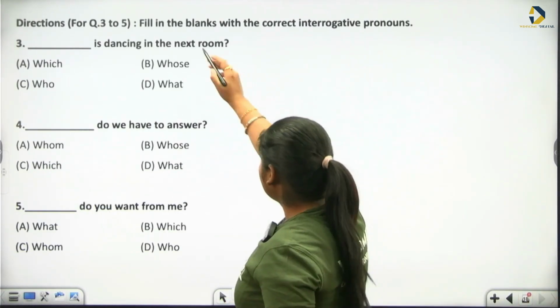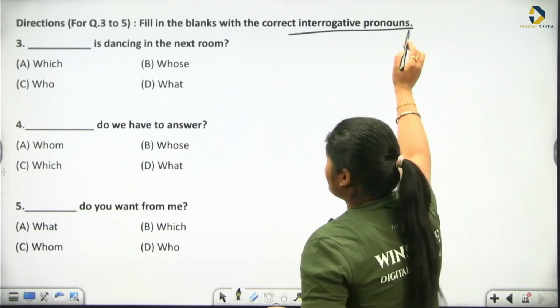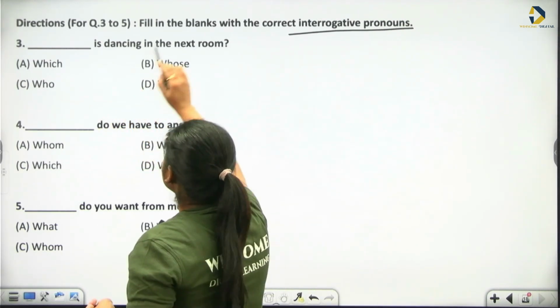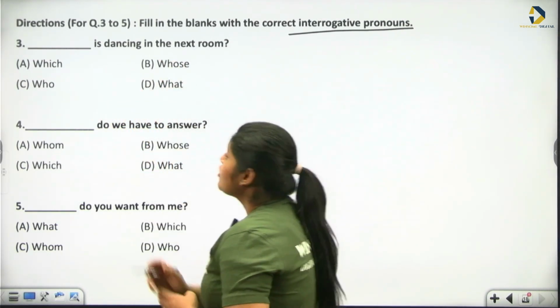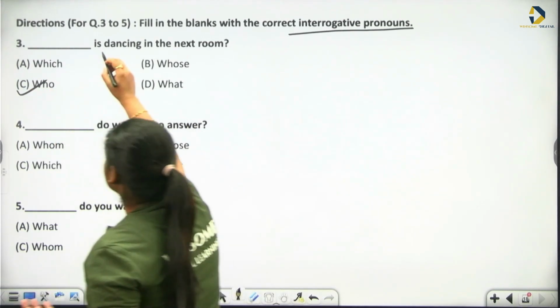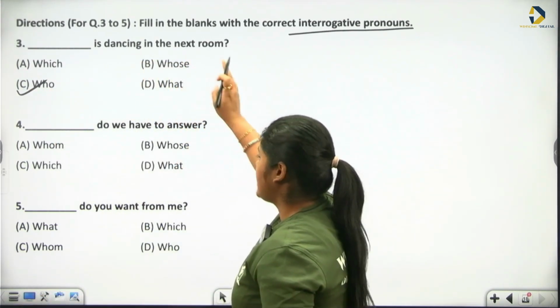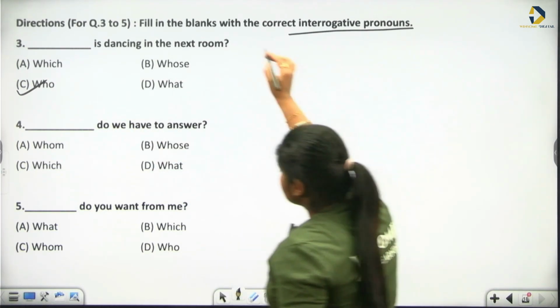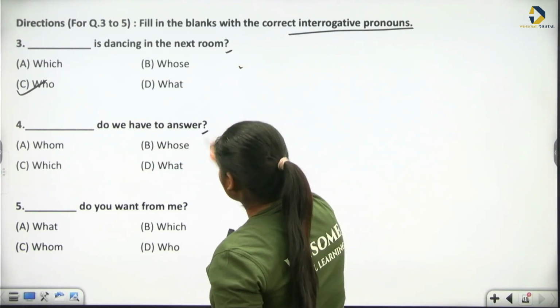That's it. You need to fill in the blank with the correct interrogative pronoun. Who, whom, whose, जो हमने किया था. Now Dash is dancing in the next room. Now who is dancing? कौन dance करे? Who is dancing in the next room? Question mark. So now see, in interrogative pronouns, सब question में it will be given a question mark over here.